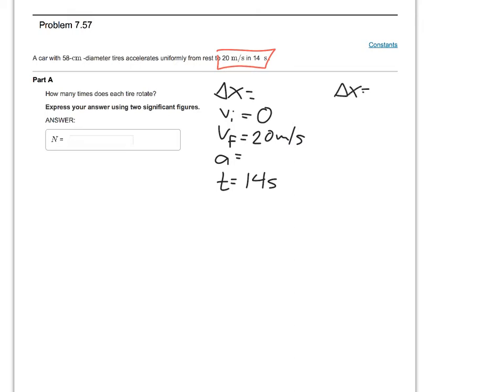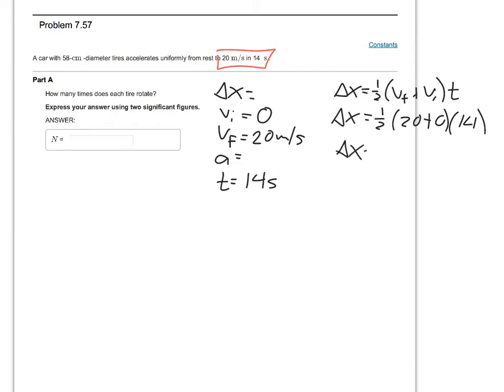So I'm going to start with my delta x equals 1/2 Vf plus Vi times t. So my linear displacement is going to be 1/2 times 20 plus 0 multiplied by my time of 14 seconds. And so I get a linear displacement here of 140 meters. Now, I can link that linear displacement to the angular displacement of the tire.